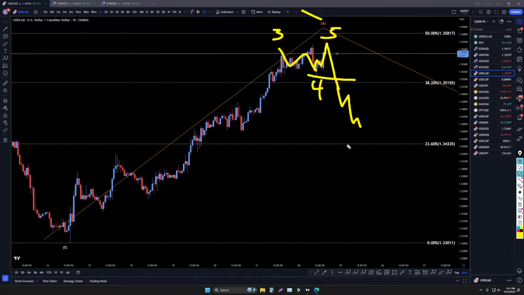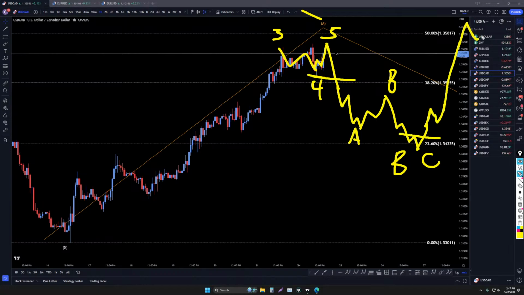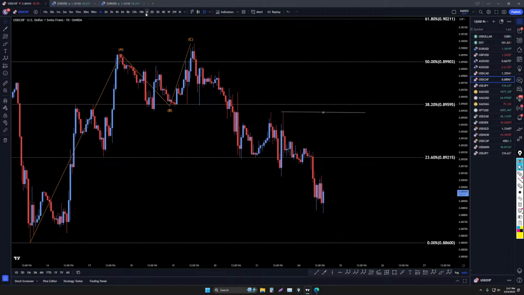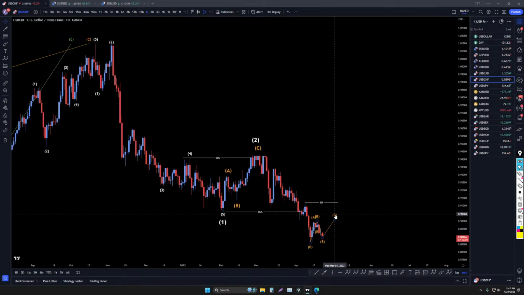Then it will go down, make a pretty good sized downtrend for the A of B, and the correction for the B of B, and another downtrend for the C of wave B. Before it goes up, takes out structure, and most likely ends up continuing the uptrend for wave C, just like what I was drawing on the longer time frames. So US dollar Swiss is definitely one of the better ones to continue to look for shorts.